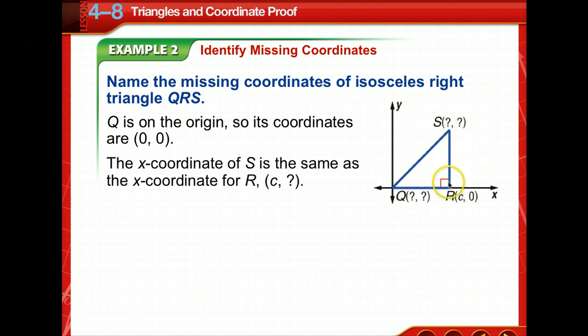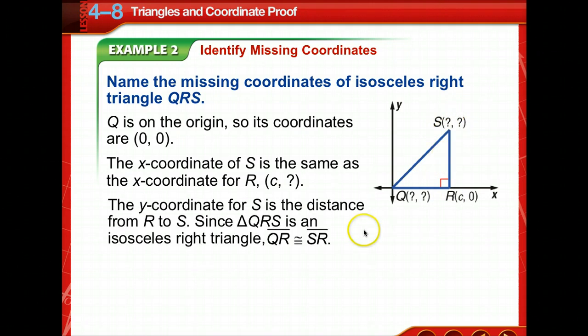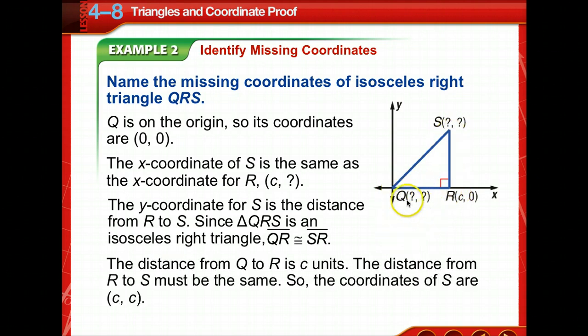The x-coordinate of S is the same as the x-coordinate of R, so we know that's going to be C. The y-coordinate for S is the distance from R to S. So since QRS is an isosceles right triangle, we know that QR is congruent to SR. The distance from Q to R is C units, as you see here. So the distance from R to S must be the same. So the coordinates of S are C, C.